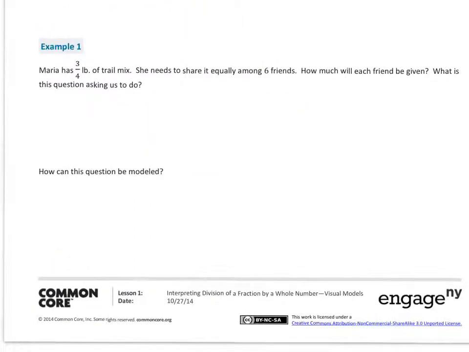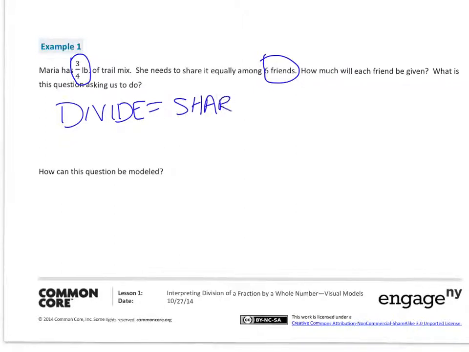So we're going to be working on taking fractions and dividing them up. So Maria has 3/4 pound of trail mix. She needs to share it equally among 6 friends. How much will each friend be given? What is this question asking us to do? Well, we know it's asking us to divide because we're dividing this 3/4 pound amongst 6 friends. And you know, if you're starting with one amount and you're giving it out to people, then that's division. So sharing equally, or just sharing, usually means you're dividing something. You're dividing because you're taking something and dividing it into smaller groups.